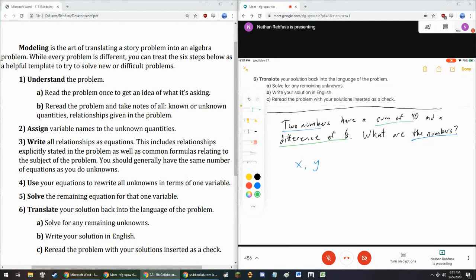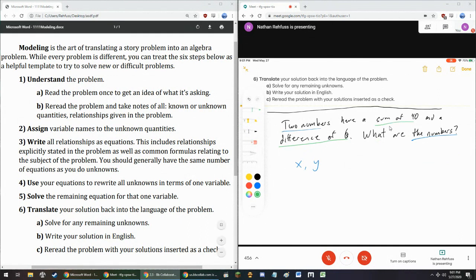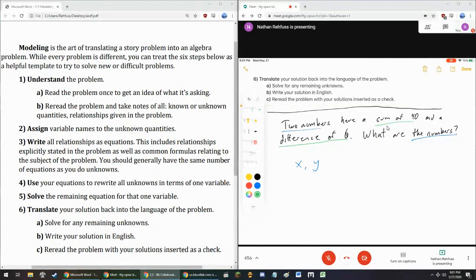Now we're going to use those. Think of those as being like the subjects of the sentences. Those are the nouns in the language of mathematics. And now the sentences are going to be describing these relationships here. Like they have a sum of 40. So how do I write x and y have a sum of 40?